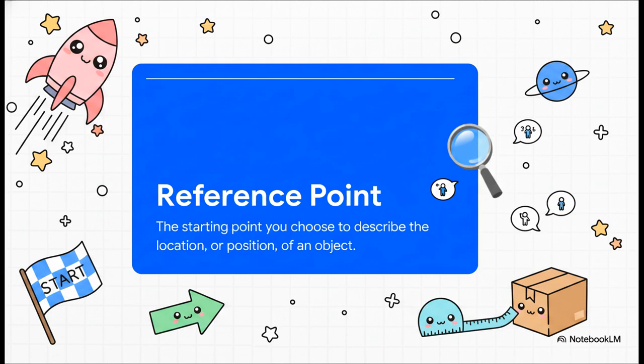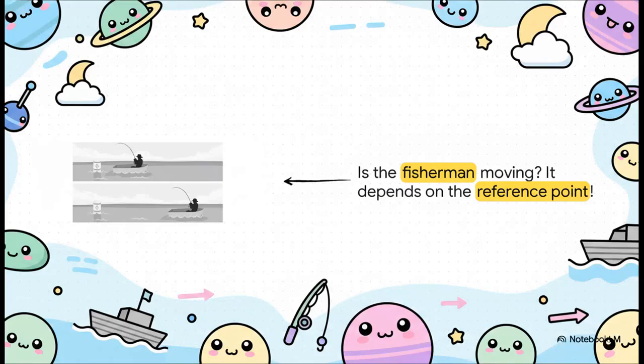A complete description of your position will always include 3 things: a distance, a direction, and, you guessed it, that all-important reference point. Actually, if you change the reference point, your entire description of your position changes along with it, even if you haven't moved an inch. This fisherman brilliantly illustrates why reference points are such a big deal when we talk about motion.